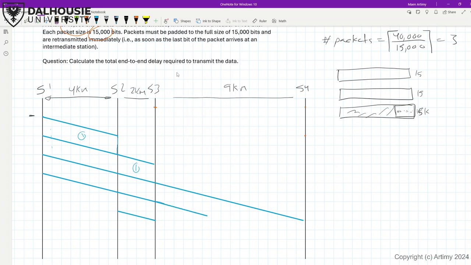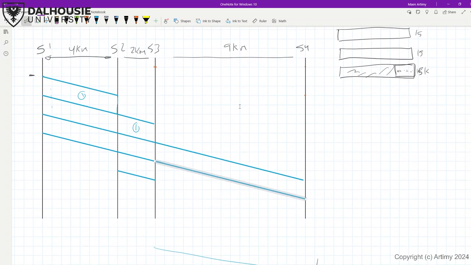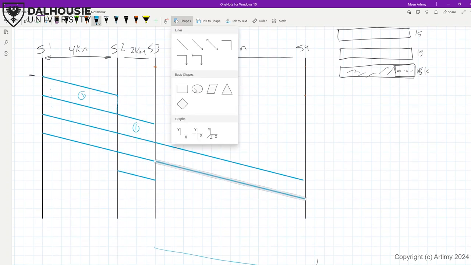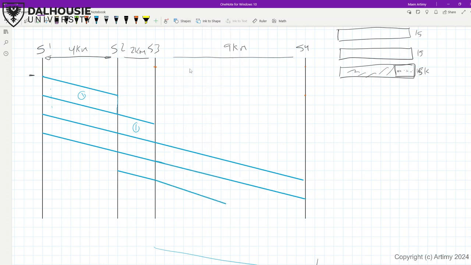as soon as the packet arrives, and I find it always useful to try to draw the pictures as accurately as possible. I could have calculated the propagation delay ahead of time so that I can get a more accurate picture, but I didn't, so we'll just continue as is. Let me grab this line a little bit down here.